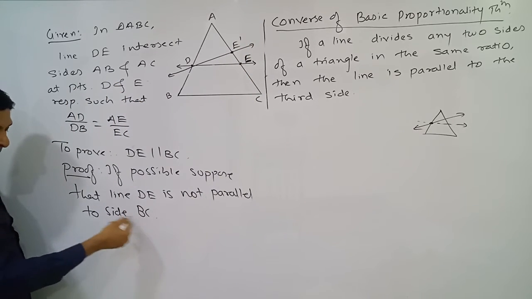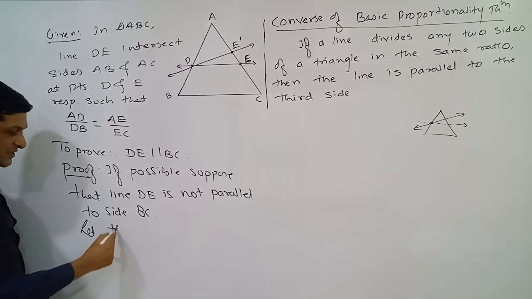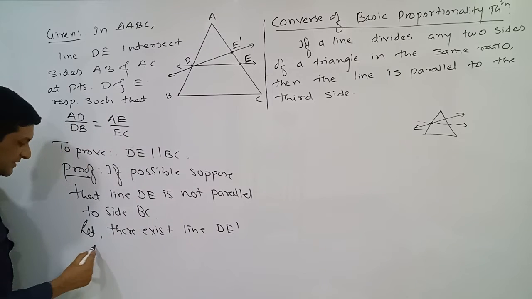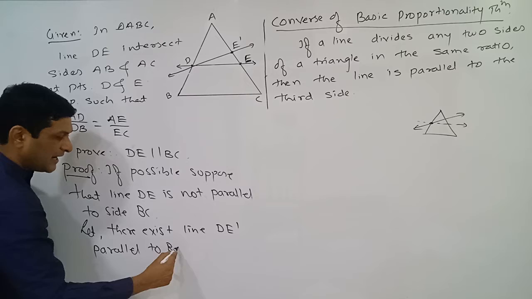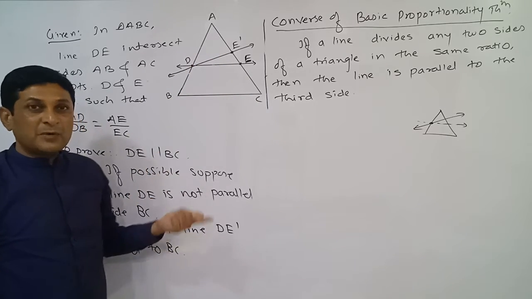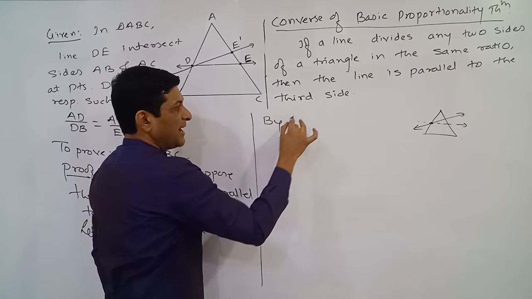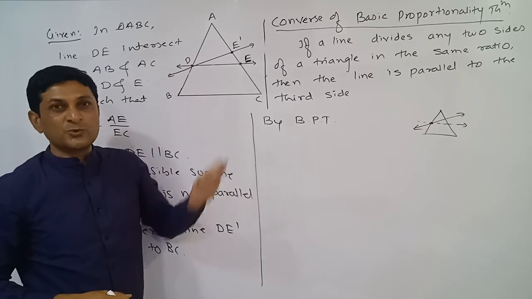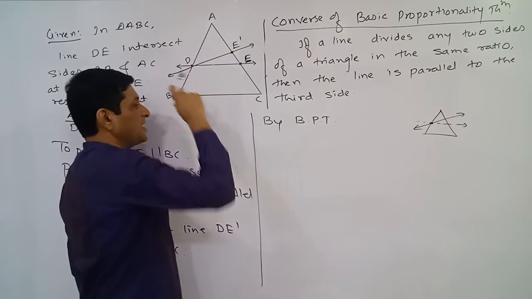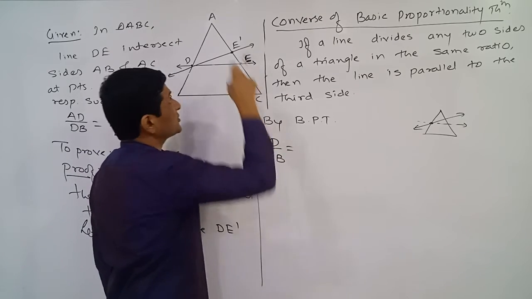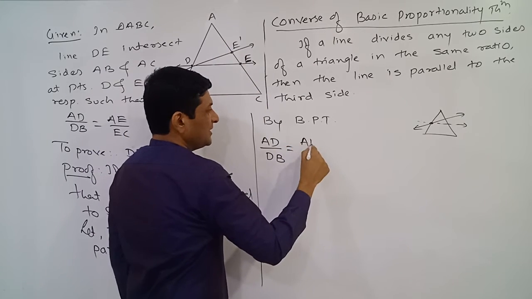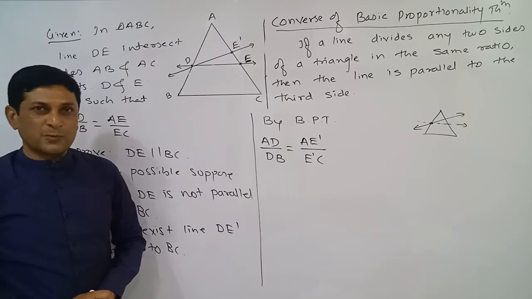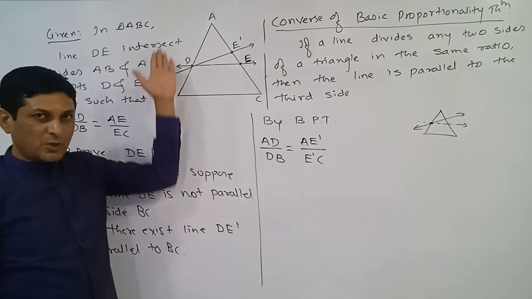So DE is not parallel to BC, and let there exist line DE dash parallel to BC. If this line DE dash is parallel to BC, then by the basic proportionality theorem, if a line is drawn parallel to one side of a triangle, then it divides the other two sides in equal ratio. So AD upon DB will be equal to AE dash upon E dash C. This result we have got from the basic proportionality theorem, because line DE dash is parallel to BC.